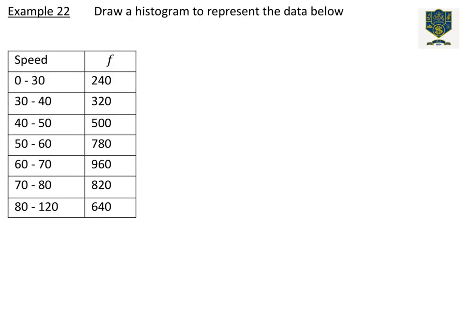So let's look at an example on this. Draw a histogram to represent the data below. What we've got is speed and frequency. Now for a histogram, we need frequency density, which is frequency divided by class width. So we need to work out the class width, and we also then need to have a column for frequency density.